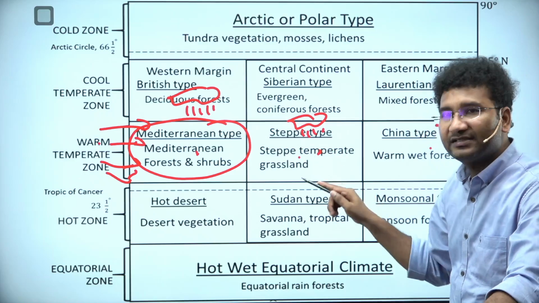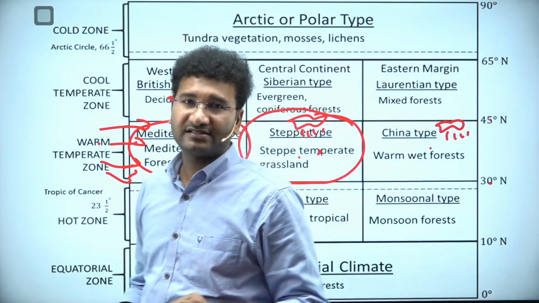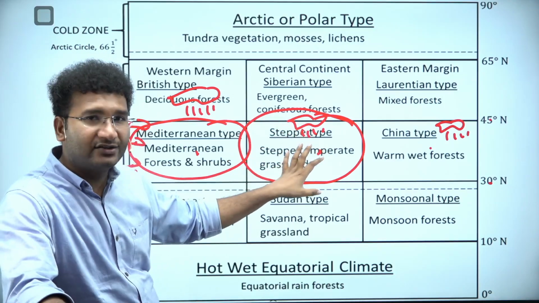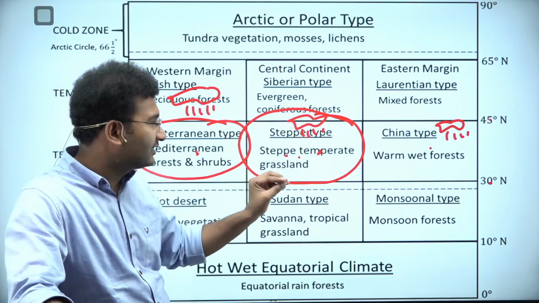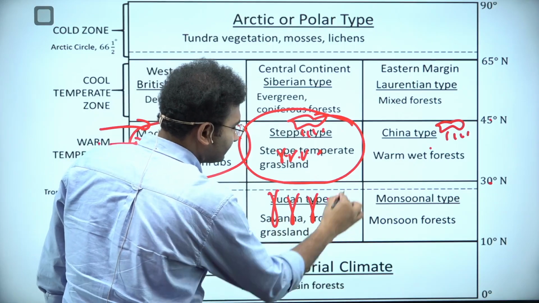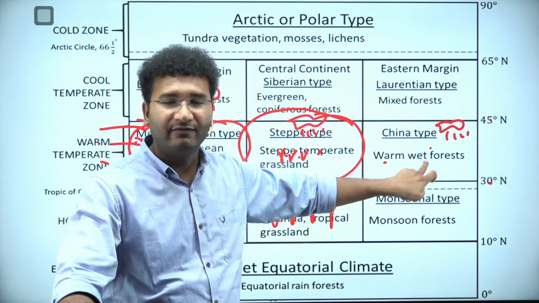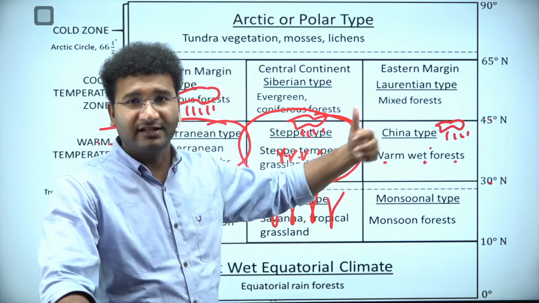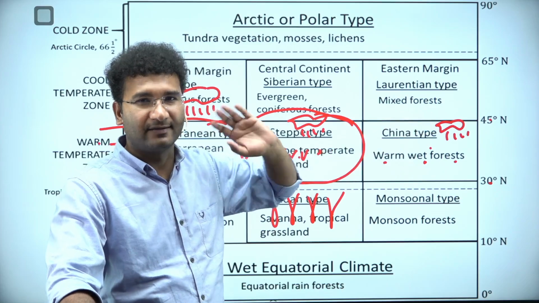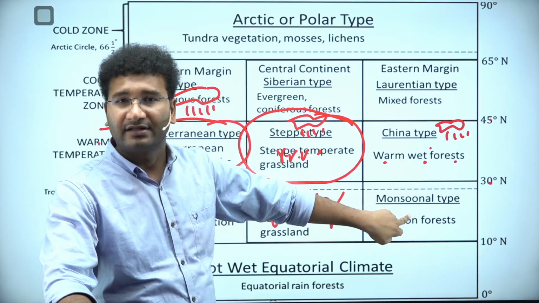This is steppes, temperate grasslands. The steppes grasslands in the Russia region and the steppes grasslands in the Europe region, that is where your steppes are. The height of the grasslands is smaller here. The height of the grasslands is bigger here. Come to China type. These are warm and wet. That means one season will be warm, another season will be wet. Here rainfall is seasonal, right? But it is comparatively colder as compared to this region, that is the tropical region.